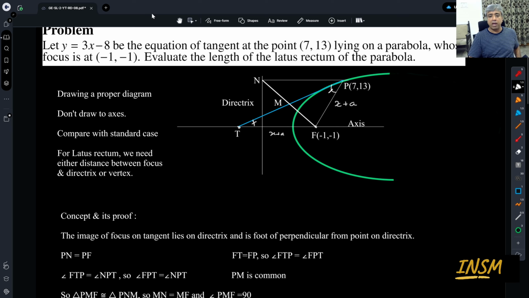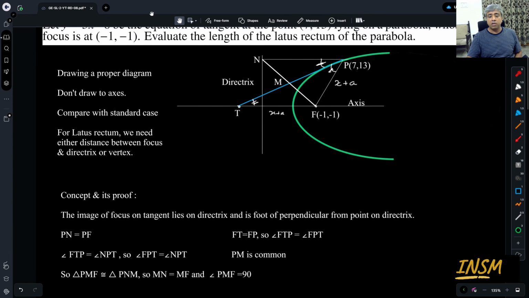Angle FTP equals angle FPT. Now, we also know that angle FTP will be equal to angle NPT because they are alternate interior angles. So these two angles are equal because this is an isosceles triangle, and these two angles are equal because they are alternate interior angles. And PM is a common side in these two triangles. So these two triangles, PMF and PMN, are congruent. By CPCT, MN and MF should also be equal. And since this is a straight line and these two angles are equal, each of them will be 90 degrees. So angle PMF is 90 degrees, and these two are equal. This proves that N is the mirror image of F on the tangent.